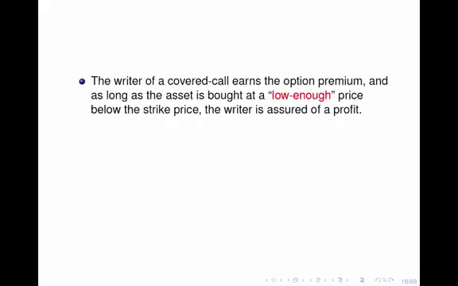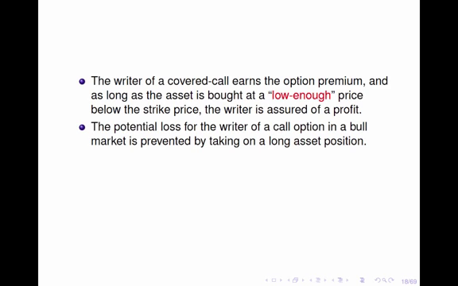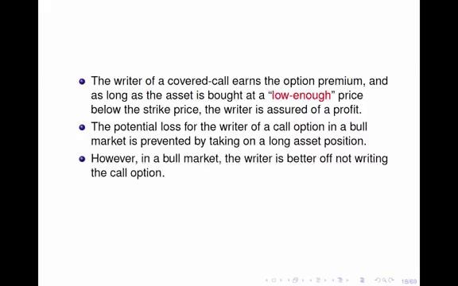The writer of a covered call earns the option premium, and as long as the asset is bought at a low enough price below the strike price, the writer is assured of a profit. The potential loss for the writer of a call option in the bull market is prevented by taking a long position of the asset. However, in the bull market, the writer is better off not writing the call option.